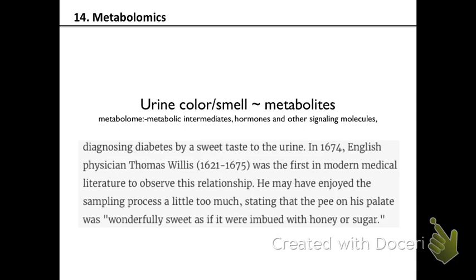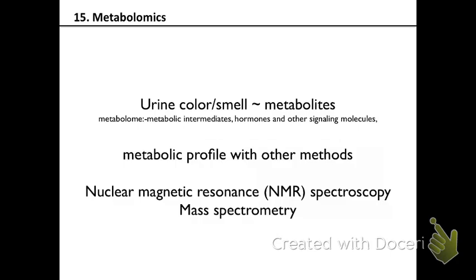Of course, this is modern life. We don't want to taste people's urine. So there are other ways to actually measure metabolites in the body. We determine the metabolic profiles with other methods: nuclear magnetic resonance, NMR spectroscopy, and mass spectrometry. These metabolites are small molecules, and mass spec and NMR techniques can determine the chemical composition of these things. I'm not going to go into that because it's a lot of chemistry. Okay?